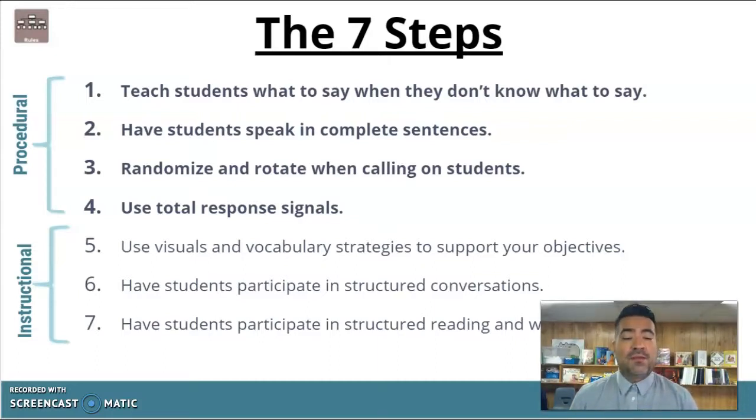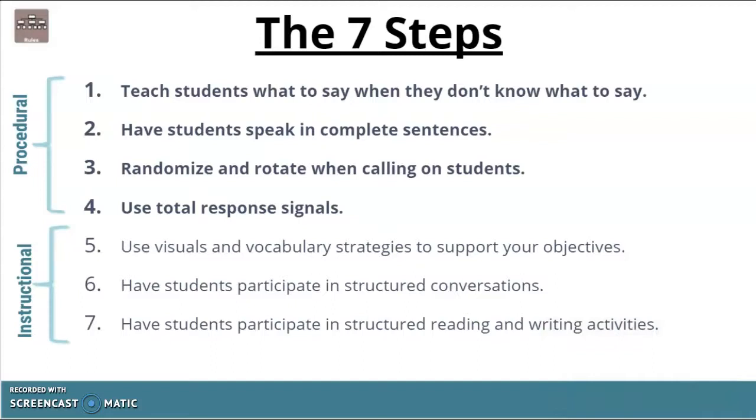And then step number 5, this is where we move into the instructional. You use the next 3 steps when you are actually teaching a subject. The first 4 you can do any day, any time of the day, with any subject, any lesson. The next 3 you're going to plan out, and specifically use them in a lesson, such as step 5, use visuals and vocabulary strategies to support your objective.